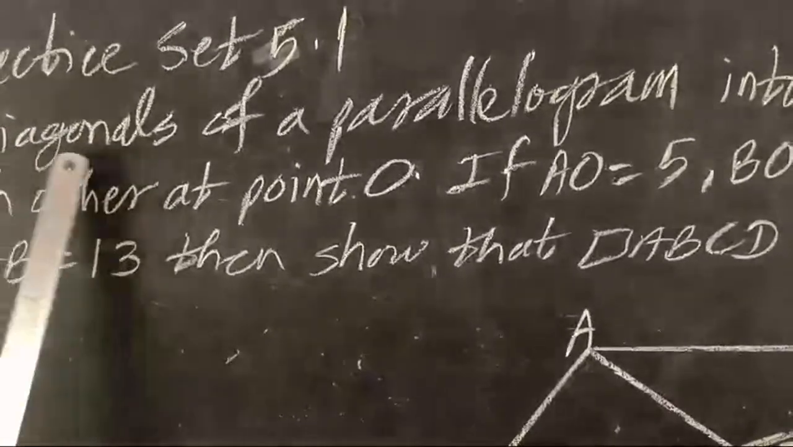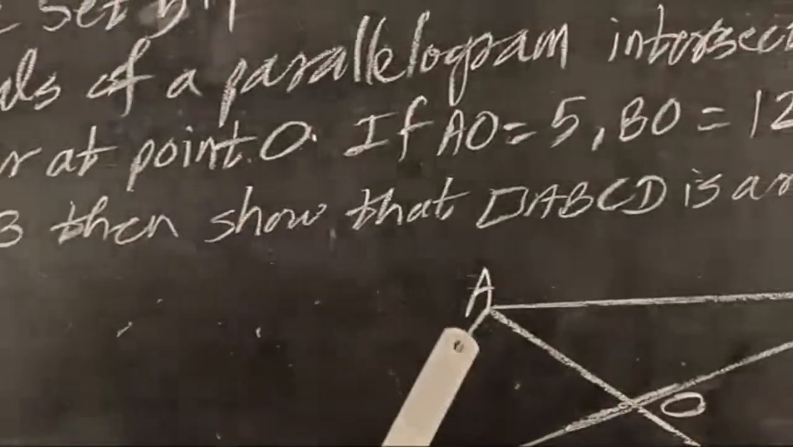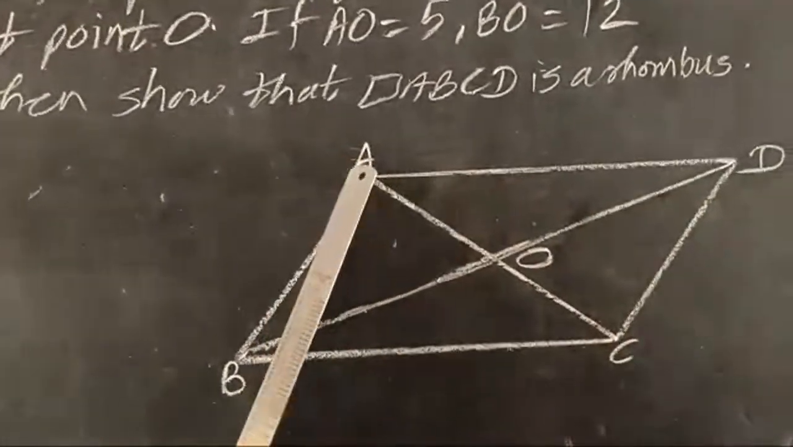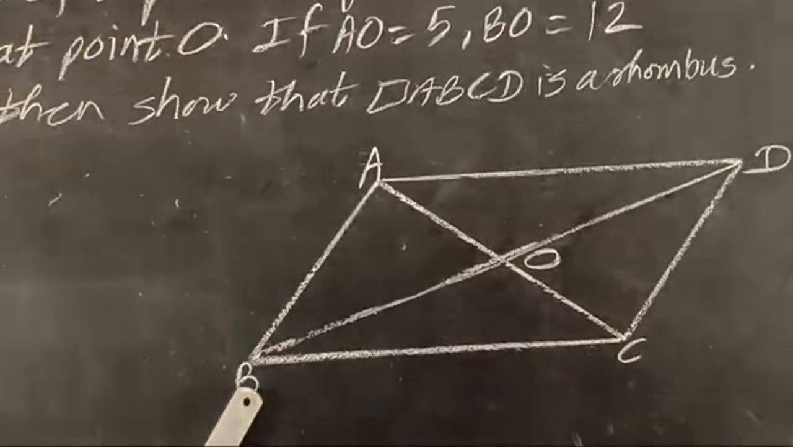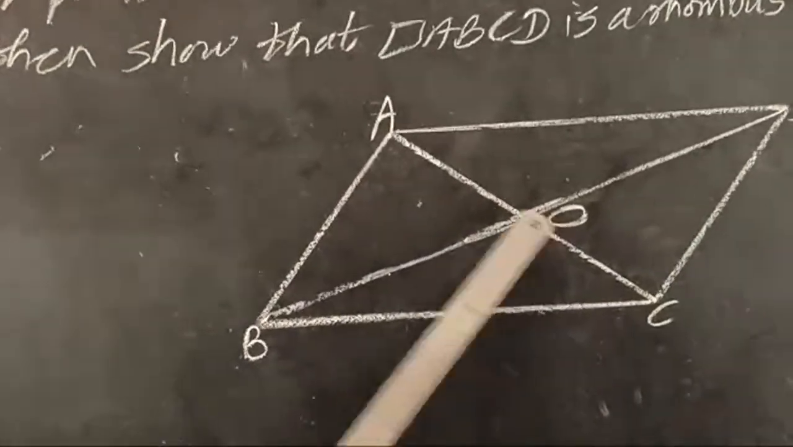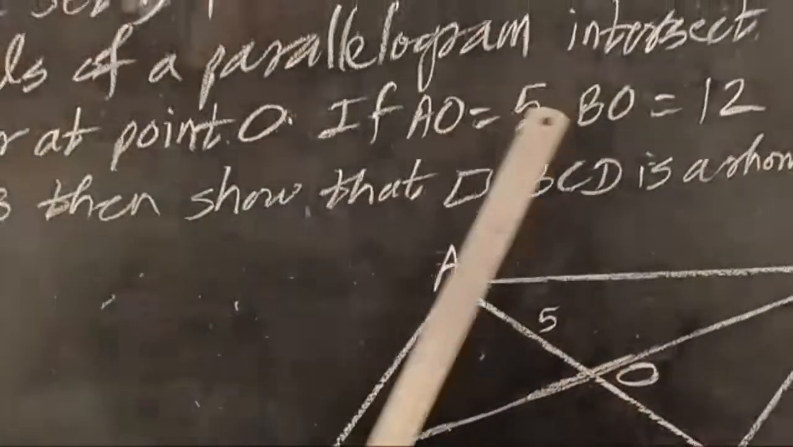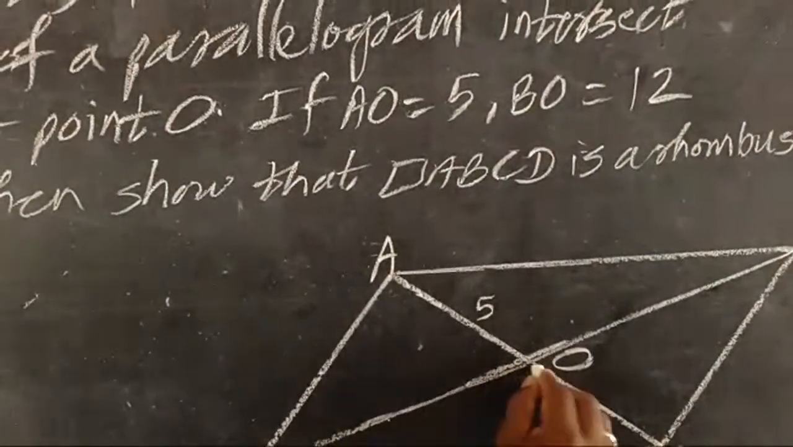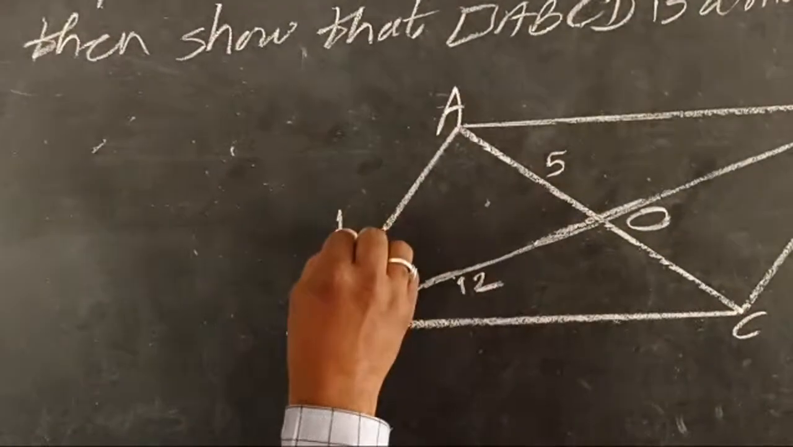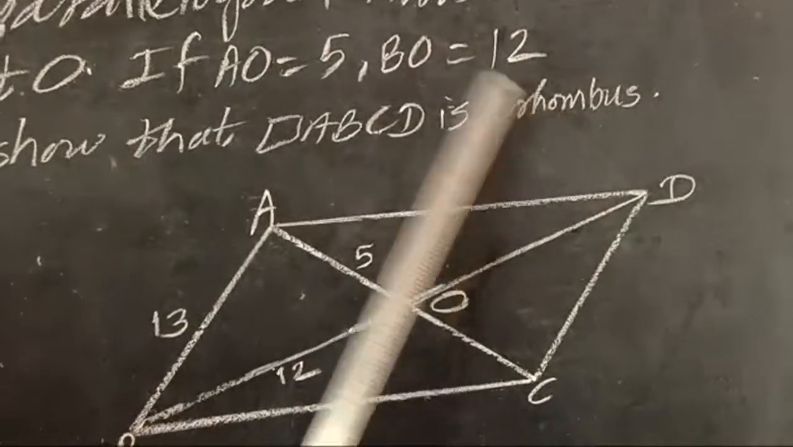Diagonals of a parallelogram intersect each other at point O. In quadrilateral ABCD, the diagonals AC and BD intersect at point O. It is given that AO is 5, BO is 12, and the length of side AB is 13. Then show that quadrilateral ABCD is a rhombus.